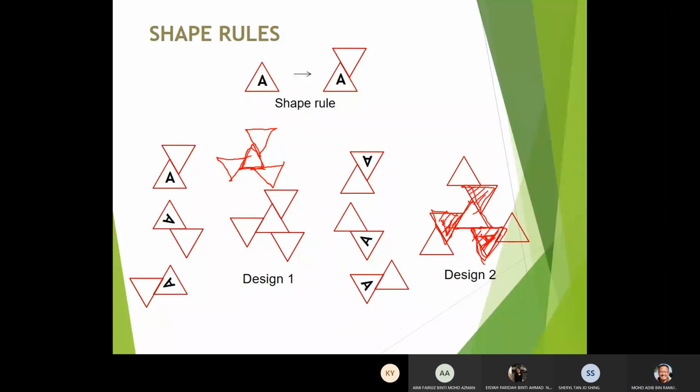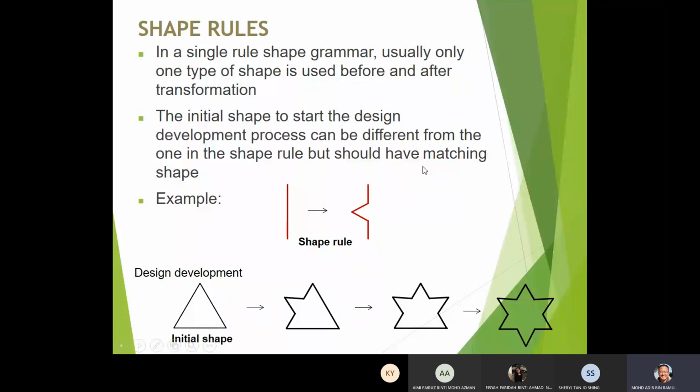Okay. Then you apply, that's how you get that. And in this case, the A is like that. You apply, that's how you get that shape. Okay. And then you can actually continue to develop the design to have different design options.